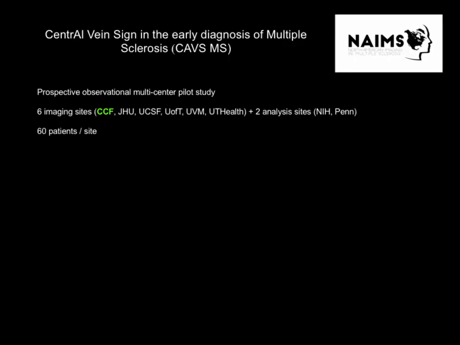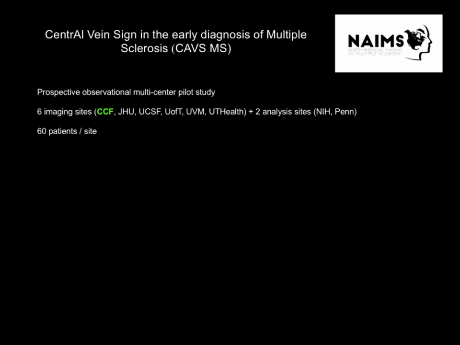Moreover, we have used the NAIMS network to propose a multi-center study around this. It is called the Central Vein Sign in the Early Diagnosis of Multiple Sclerosis, the CAVS-MS study. Because the PI is from Cleveland Clinic, that's why I think the CAVS term came in. Big fan of LeBron. And he managed to secure some funding for us and interest from 5 other sites.